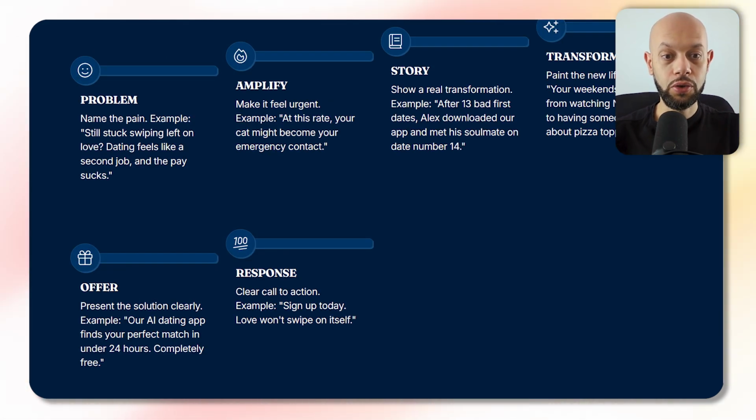And then you present your offer by presenting the solution clearly. "Our AI dating app finds your perfect match in under 24 hours, completely free." And then the response. So this is basically the call to action. "Sign up today. Love won't swipe on itself." So this is a very effective copywriting framework.